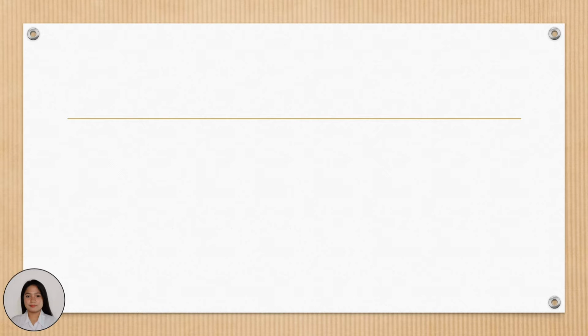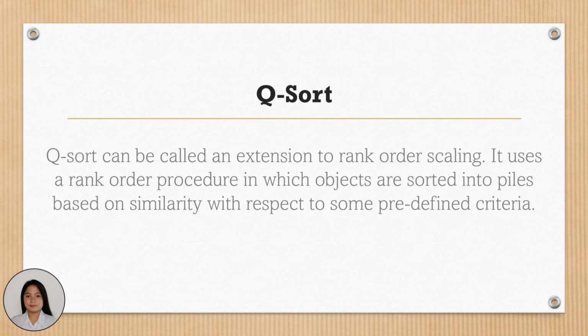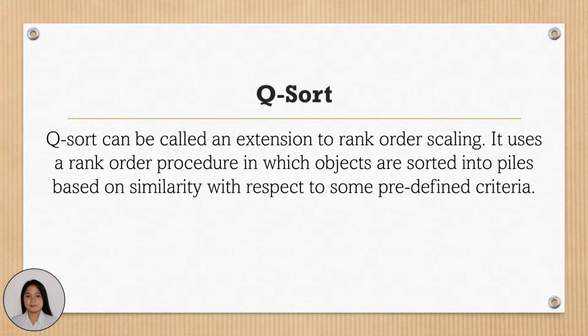Next is 5.6.4 Q-sort. Q-sort can be called an extension to rank order scaling. It uses rank order procedure in which objects are sorted into piles based on similarity with respect to some predefined criteria. It provides grouping according to the respondent's preference among relatively larger number of objects quickly.